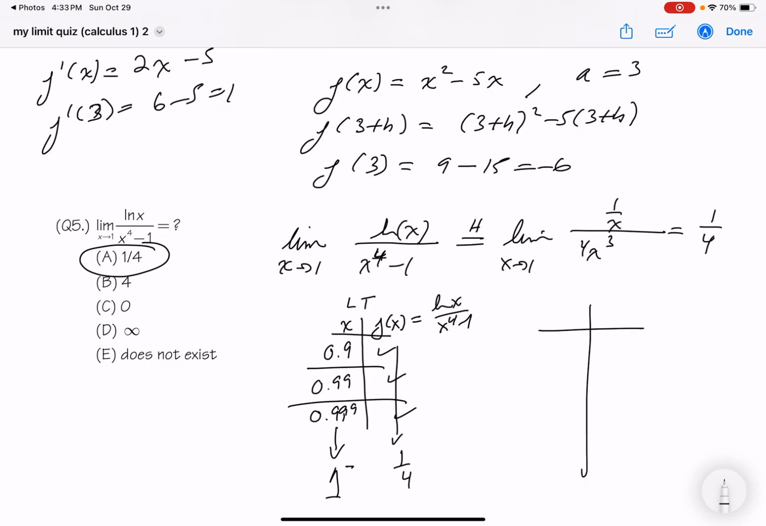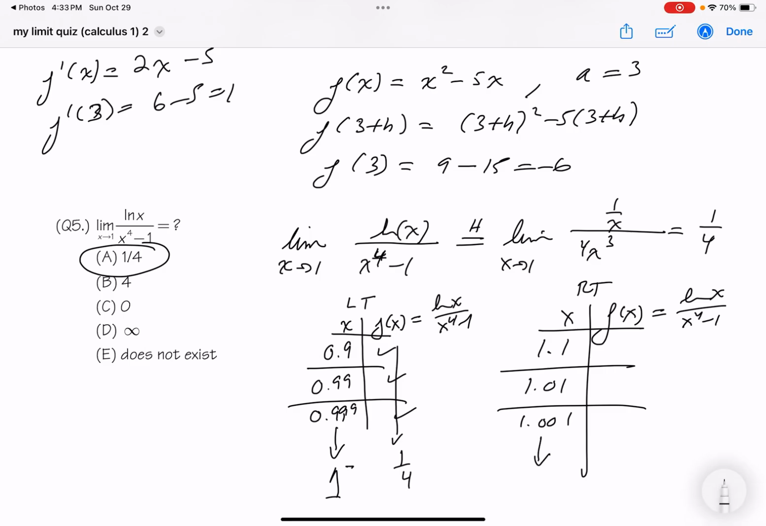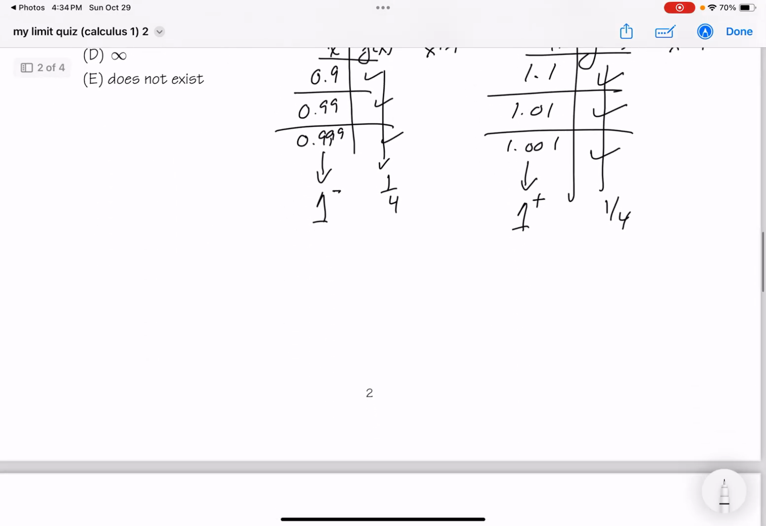Then you put the right-hand table down. Again, the right-hand table is still the same function. What's to the right of 1? Like 1.1, and then 1.01, and 1.001. These are definitely going towards 1, but from the right side. And if you put these numbers one after another, they sure do appear to be going towards 1/4. I think L'Hopital's rule is the way to go on that one because we don't use calculators at Essex County College. Let's go to number 6.